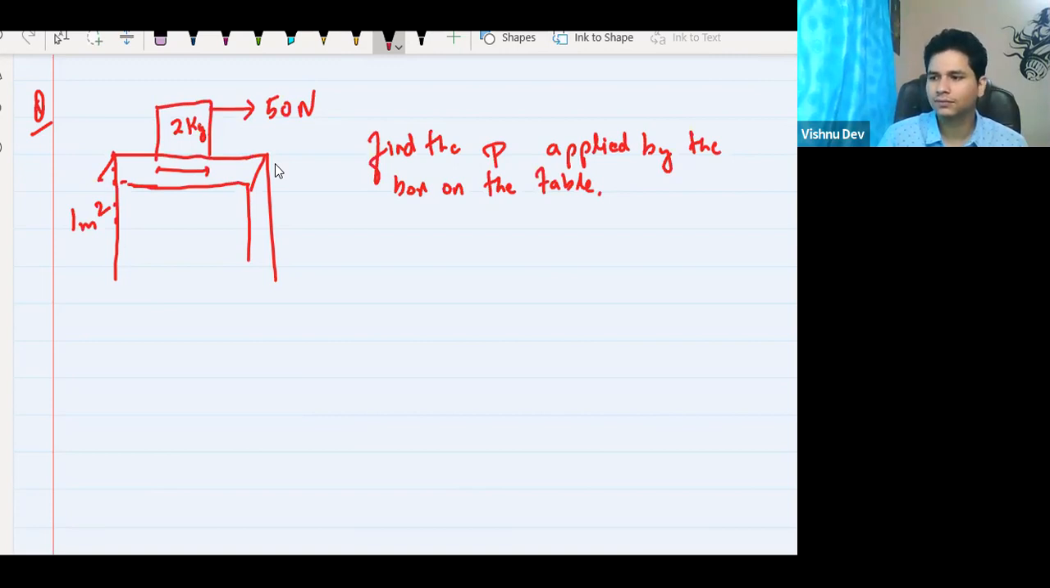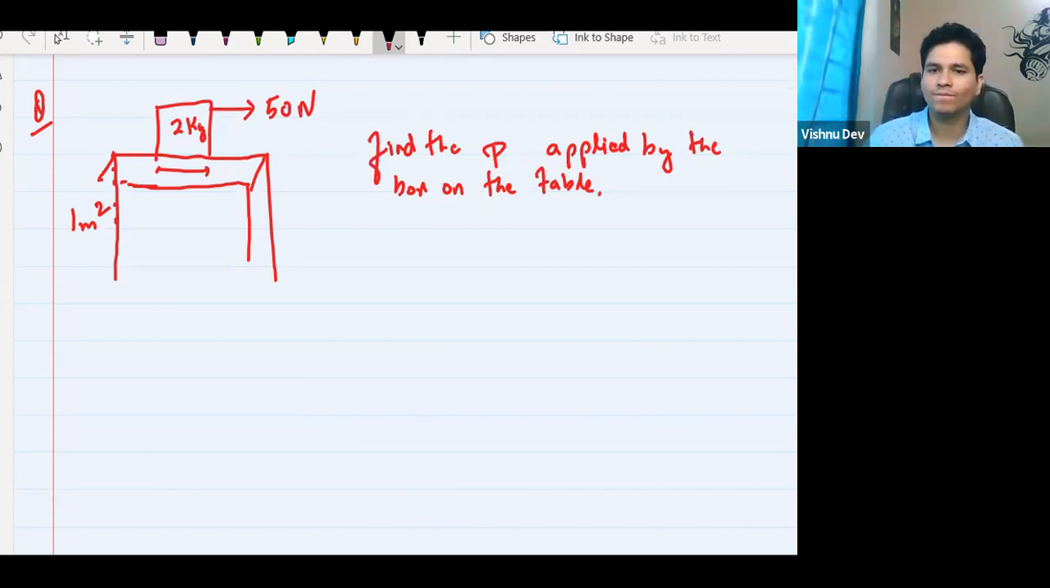Sir, I have a doubt. Yes, what is your doubt? You wrote find the pressure applied by the, I can't understand what you have written. Applied by the box on the table. Okay, sir. Thank you. Tell me, Siddharth, Devesh, Rohit, everyone, are they getting this concept? You're solving, Devesh. Everyone should solve. Niketan, you're solving. Very good.